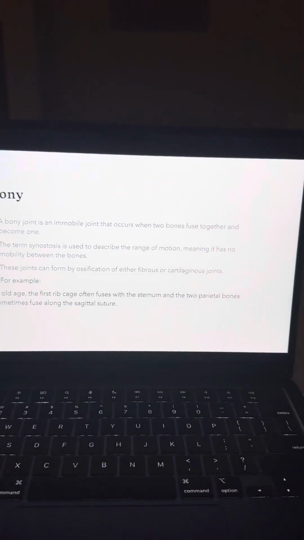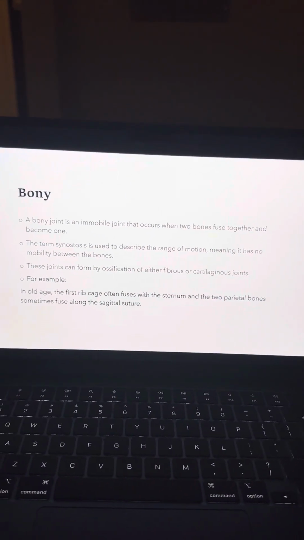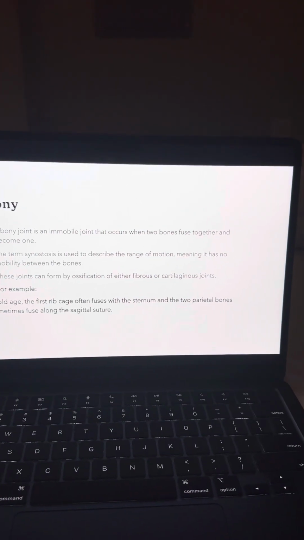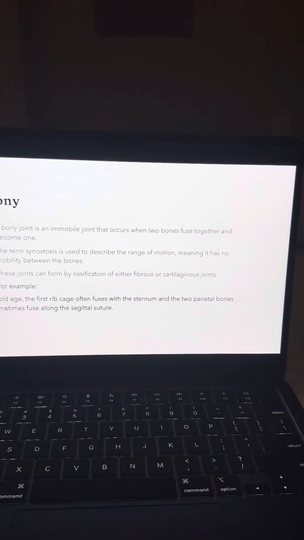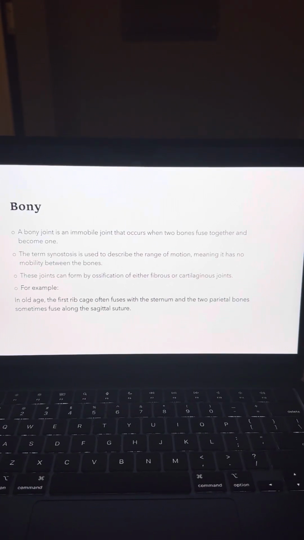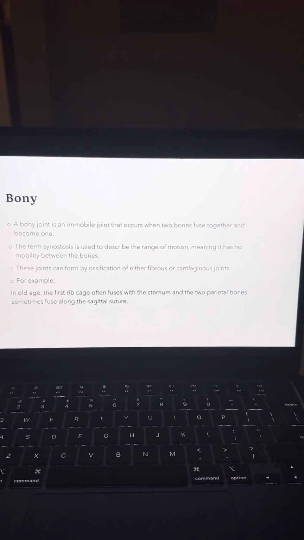The first type of joint that I'm going to be focusing on are the bony joints. These are an immobile joint that occur when two bones fuse together and become one. The term synostosis is often used to describe the range of motion, meaning it has no mobility between the bones. These bones can form by ossification of either the cartilage or fibrous joints.